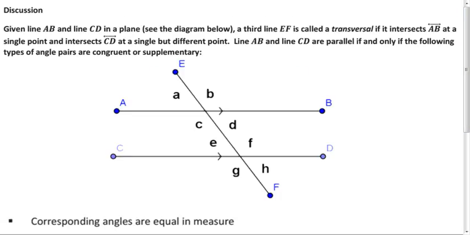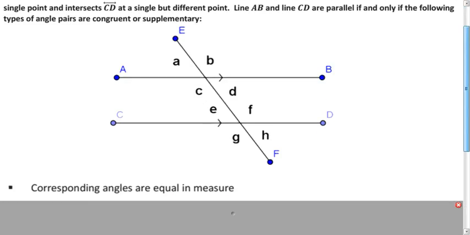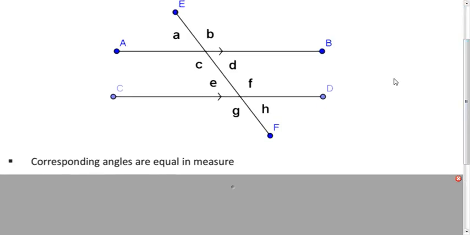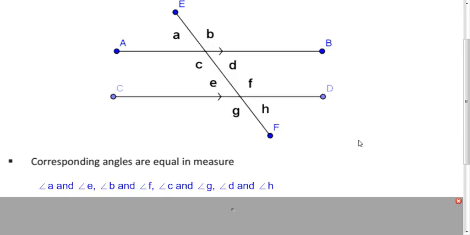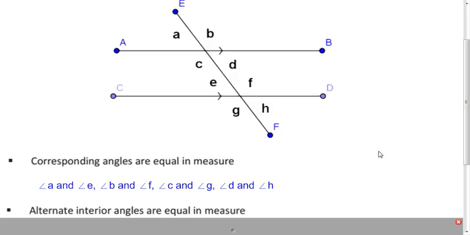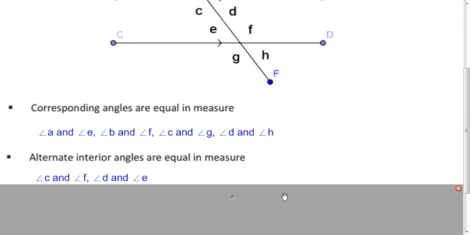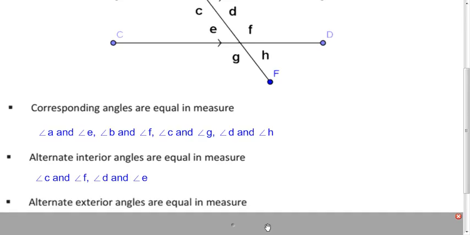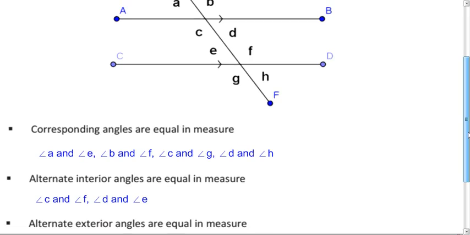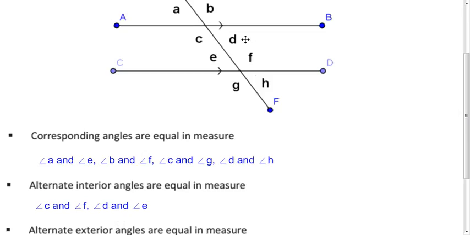When the lines are parallel, the corresponding angles are equal in measure. They're congruent. So which ones are corresponding here? You have A and E, B and F, D and H, and C and G. And alternate interior angles are equal in measure. So which ones are alternate interior? You have C and F, and D and E. We also know that alternate exterior angles have the same angle measurements. So we have A and H and B and G.